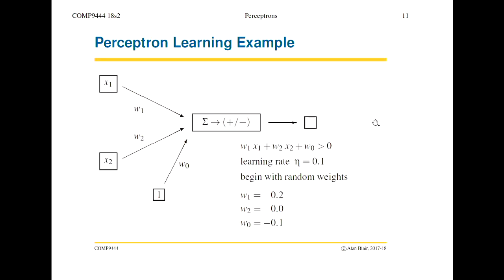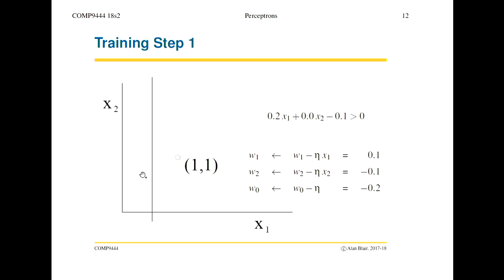Okay, so I'll just quickly go through the example. You can look at the details of this in your own time, but let's say we have a learning rate of 0.1, and let's say that these are the random initial values for W1, W2, and W0. This is the inequality that the weights are currently computing, and I can draw that like this. And then I'm given this item, and I'm told that this is a negative example.